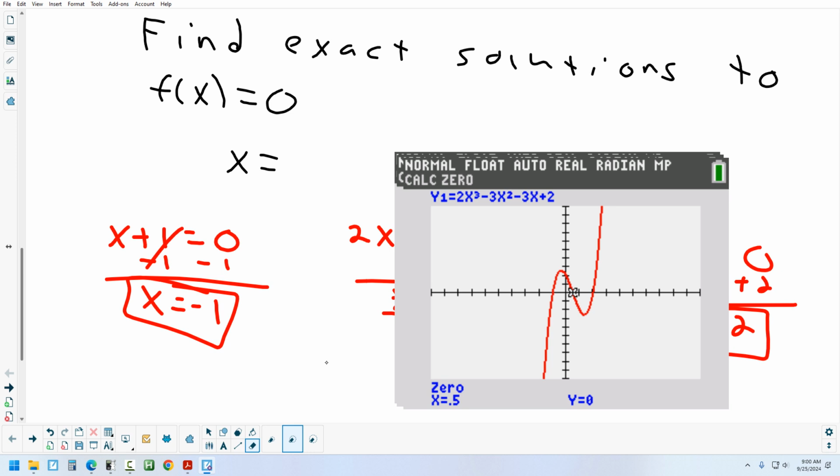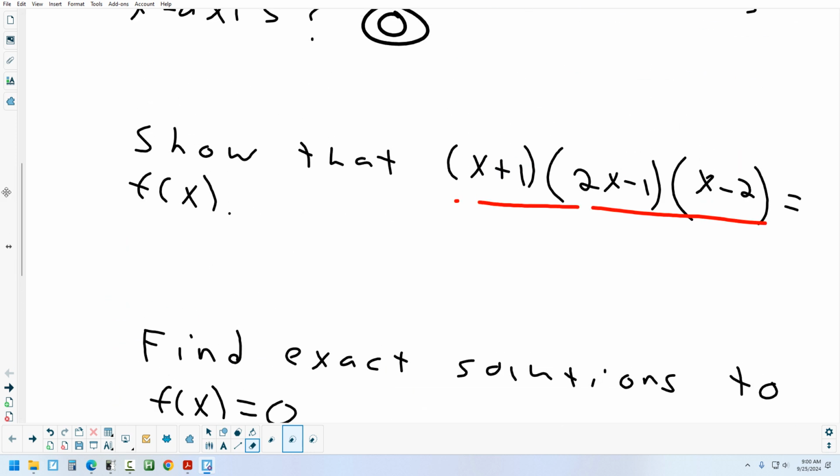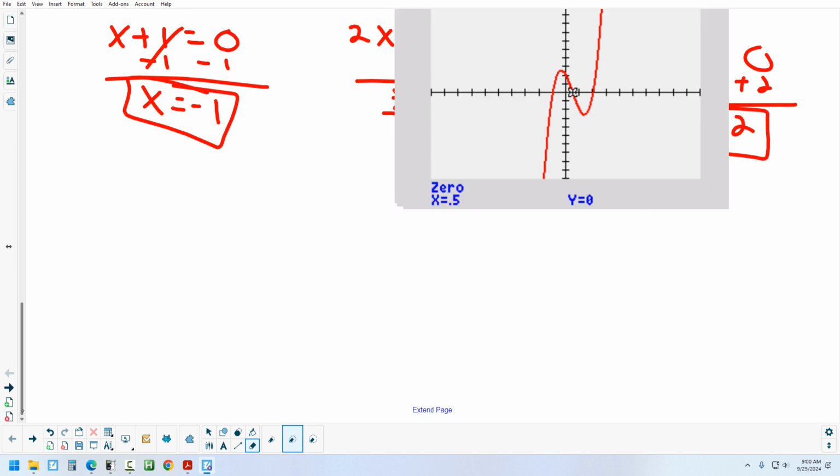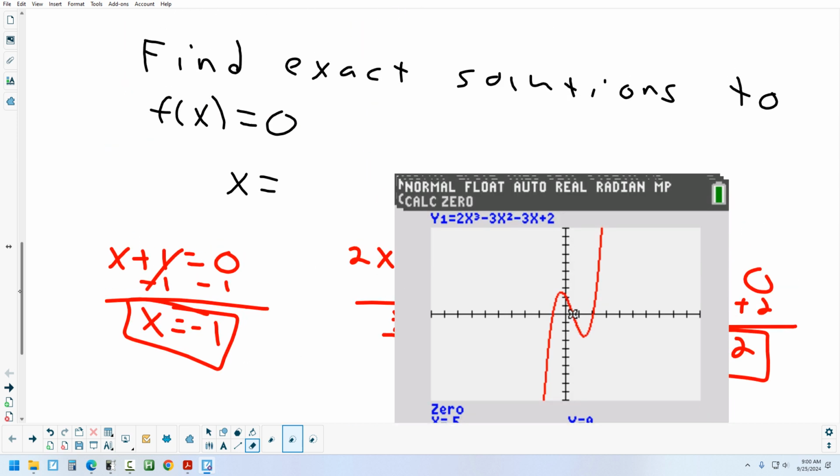Okay, so that's handy if you're not able to figure out how to get the factored form. The calculator can help you to get the answers. Any questions on that?